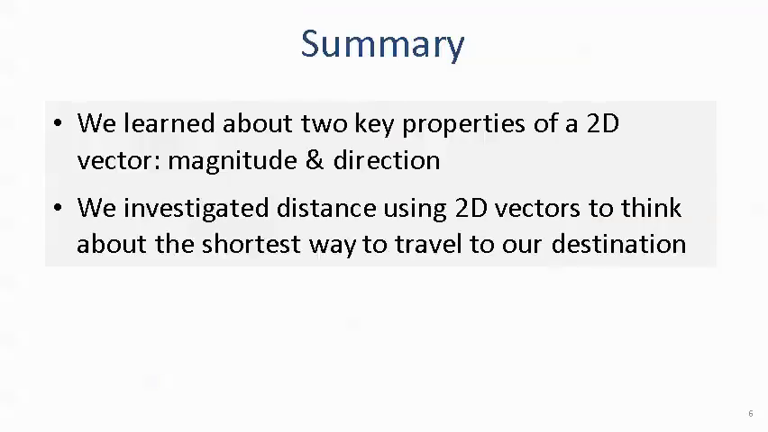So in summary, we learned about two key properties of a 2D vector, its magnitude and its direction. And we were able to use especially the magnitude information to investigate the distance between different points on the map, which we could use to think about the shortest way to travel to our destination.